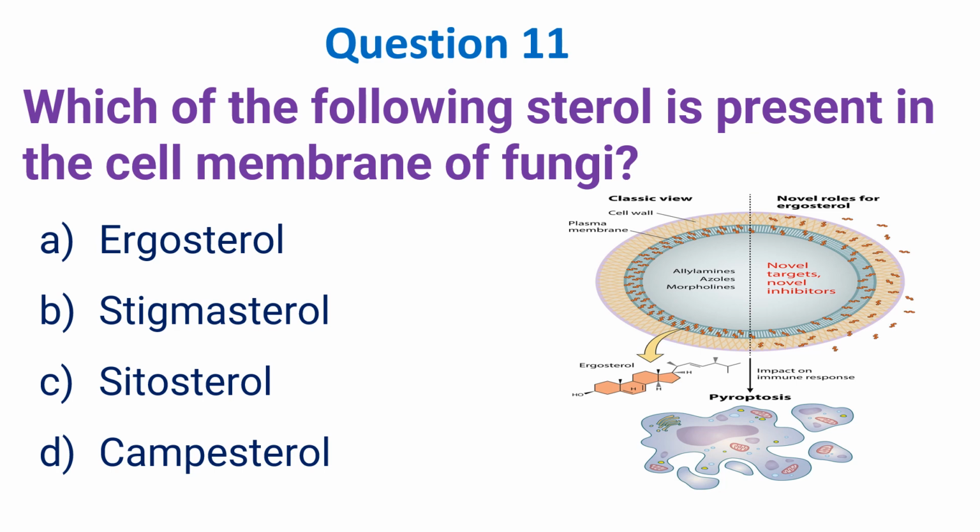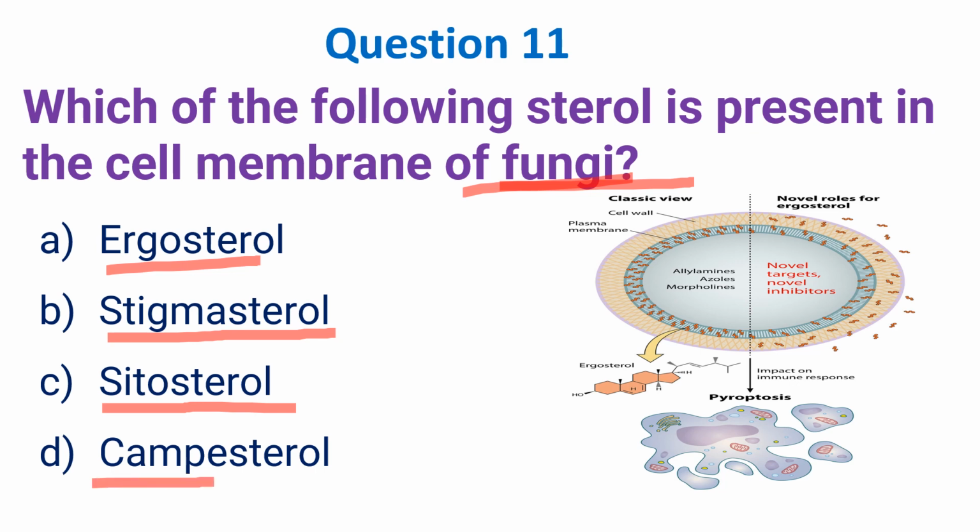Which of the following sterols is present in the cell membrane of fungi? The options are A. Ergosterol, B. Stigmasterol, C. Sitosterol, D. Campesterol. You can see that this is ergosterol, which is present in the cell membrane of fungi. So the correct option is A.